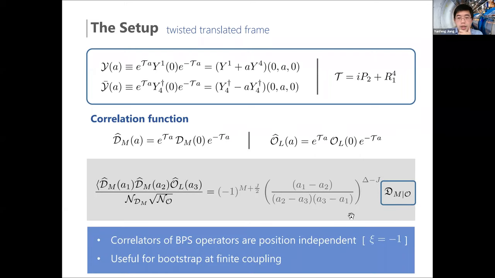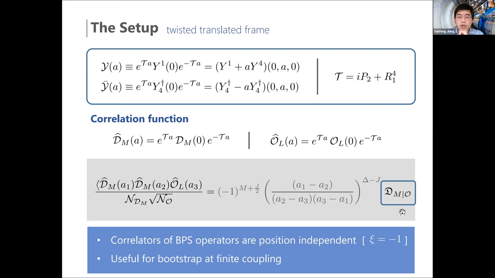So let me make a comment here. In the twisted translated frame, our SU(4) cross ratio equals minus one. And that's why the sum over the cross ratio just collapsed. So you are effectively computing just this one number. And also this is not only a trick to simplify our life. It is also very important at finite coupling in order to bootstrap. So this twisted translated frame was already introduced in N=4 and plays an important role in the hexagon formalism and also in other computations. So we also do it in the ABJM theory.